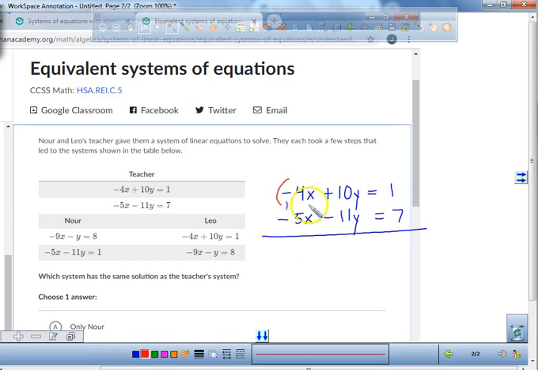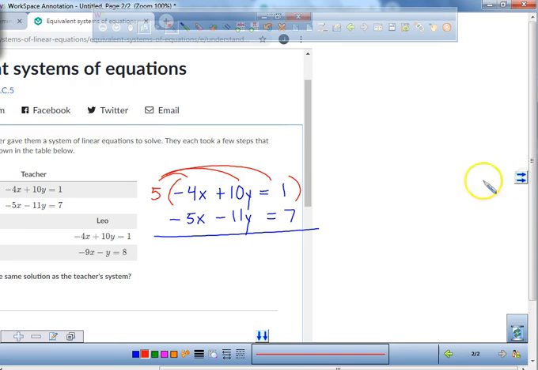If I take my top equation, right here, and I multiply my top equation by a 5, I want you to multiply everything inside the top equation by a 5, which will give us negative 20x plus ... equals 5. What did I do? I multiplied everything in the top equation by a 5.